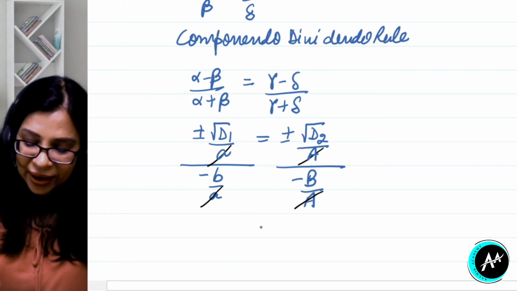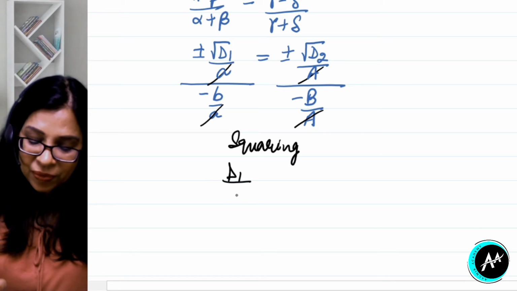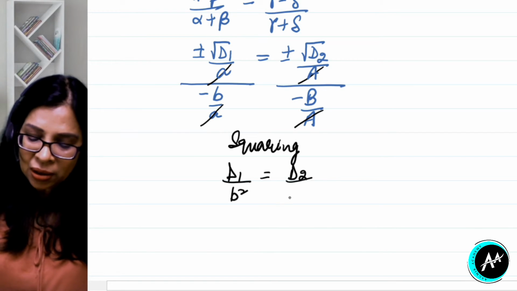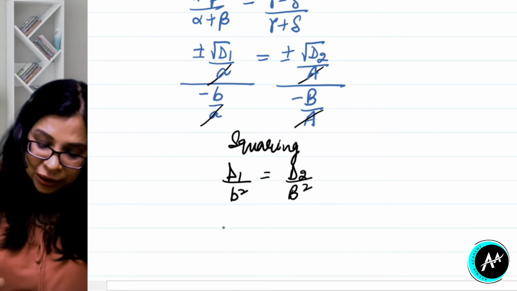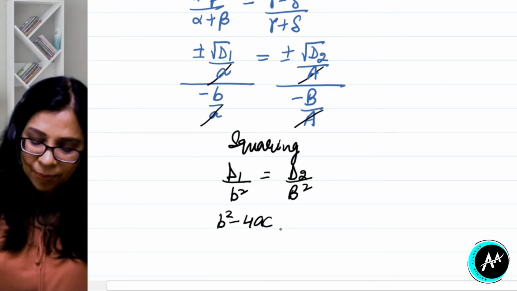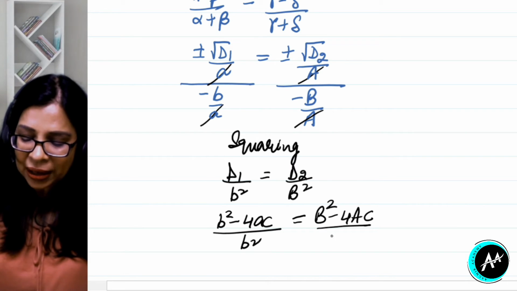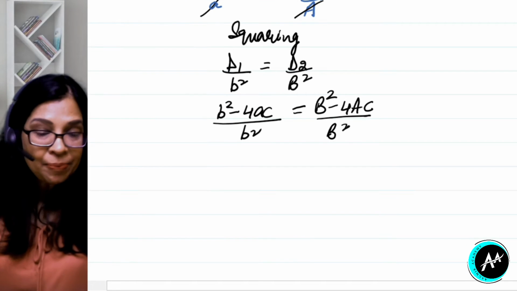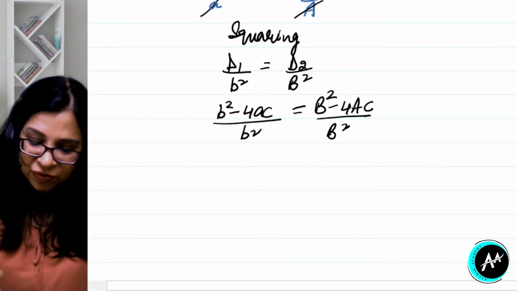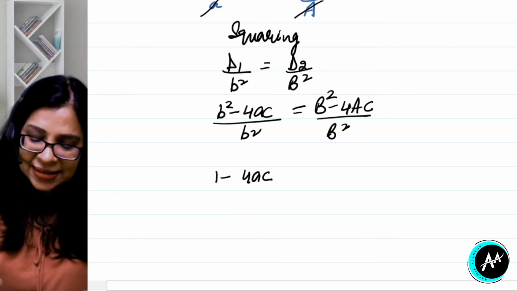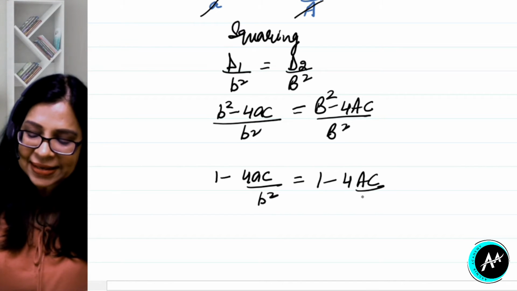Let us do now squaring. If we do squaring both sides, what do we get? We get d1 upon b square is equal to d2 upon capital B square. Got it? Now what is the value of discriminant? B square minus 4ac. So that means b square minus 4ac upon b square will be equal to capital B square minus 4AC upon capital B square. Now let us separate the terms. If you separate the terms, b square upon b square on the left hand side is going to be 1. So I have 1 minus 4ac upon b square is equal to 1 minus 4 times capital AC upon capital B square.